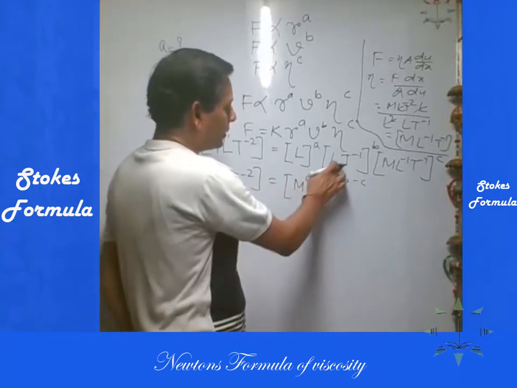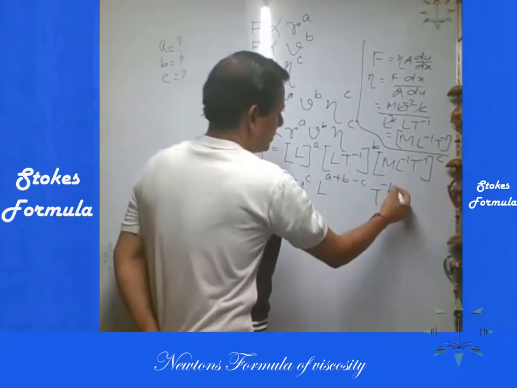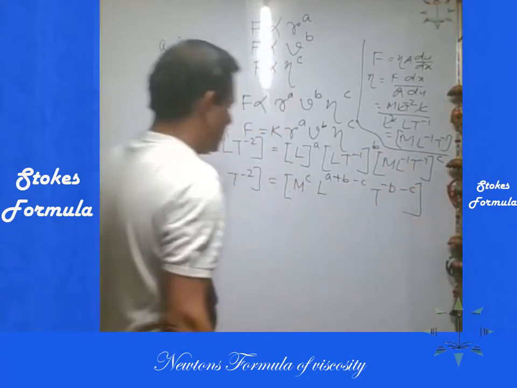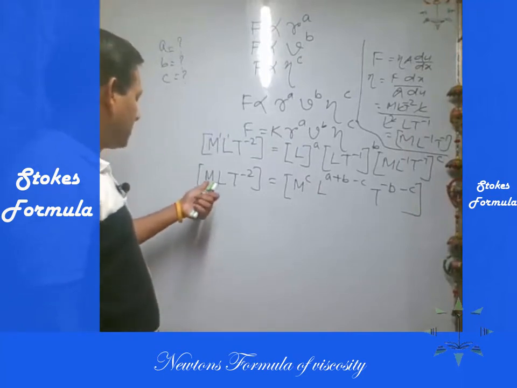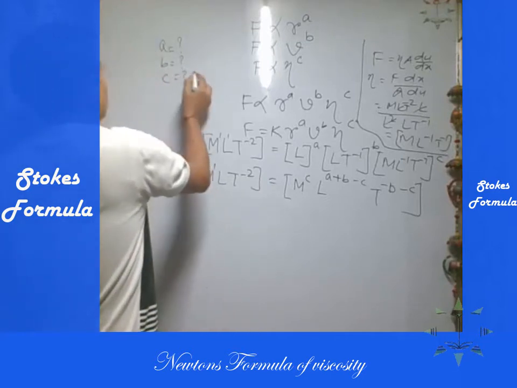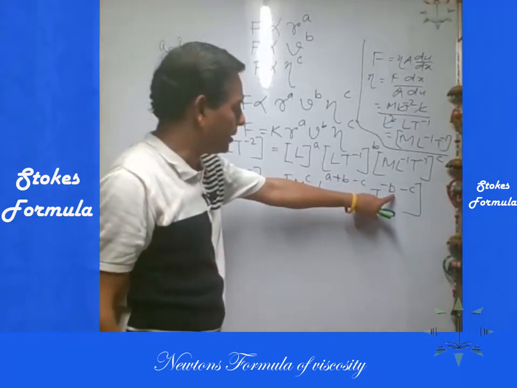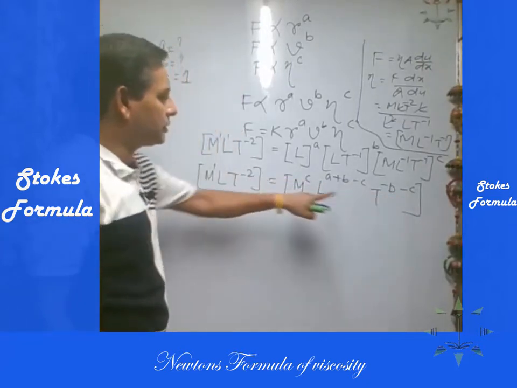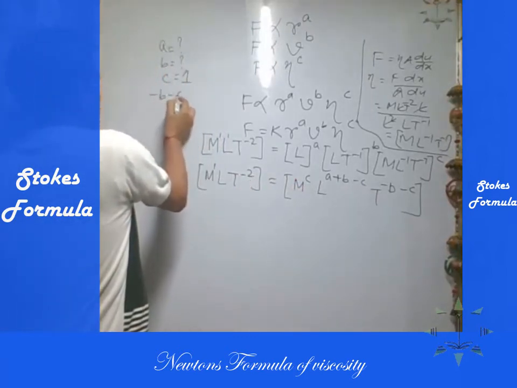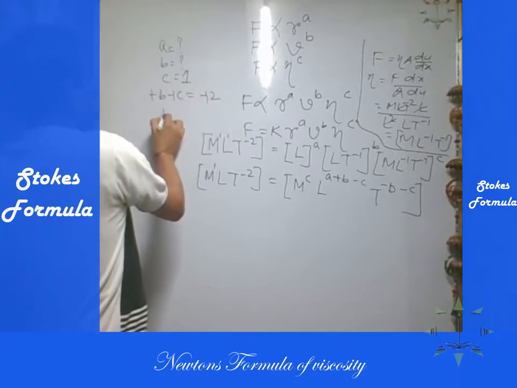अच्छा, अभी बाकी क्या रहा? Time. Time is t to the power minus 1. Here t to the power minus b, and here it is t to the power minus c. So if here mass is power 1, then here mass is power c, so c equal to 1. Now minus b minus c equal to minus 2, this is the power of t. If c is 1, then b equal to how much? B is 1.